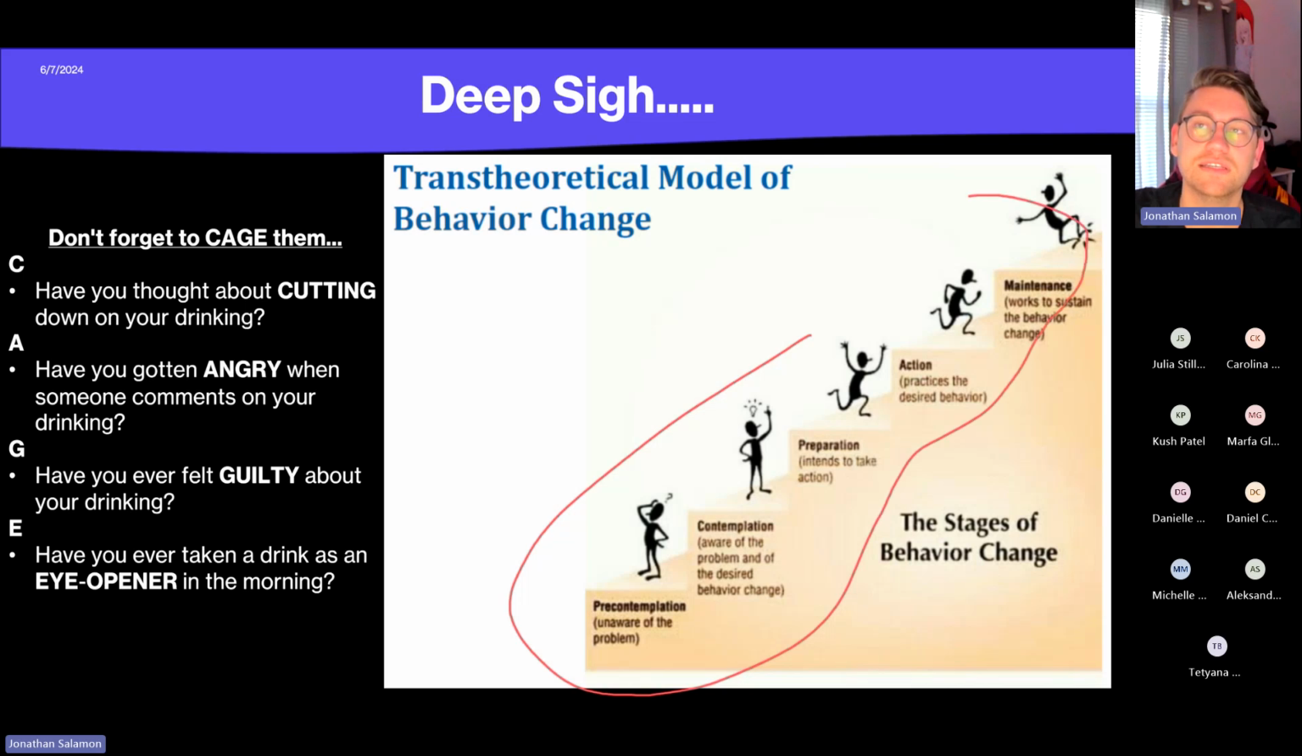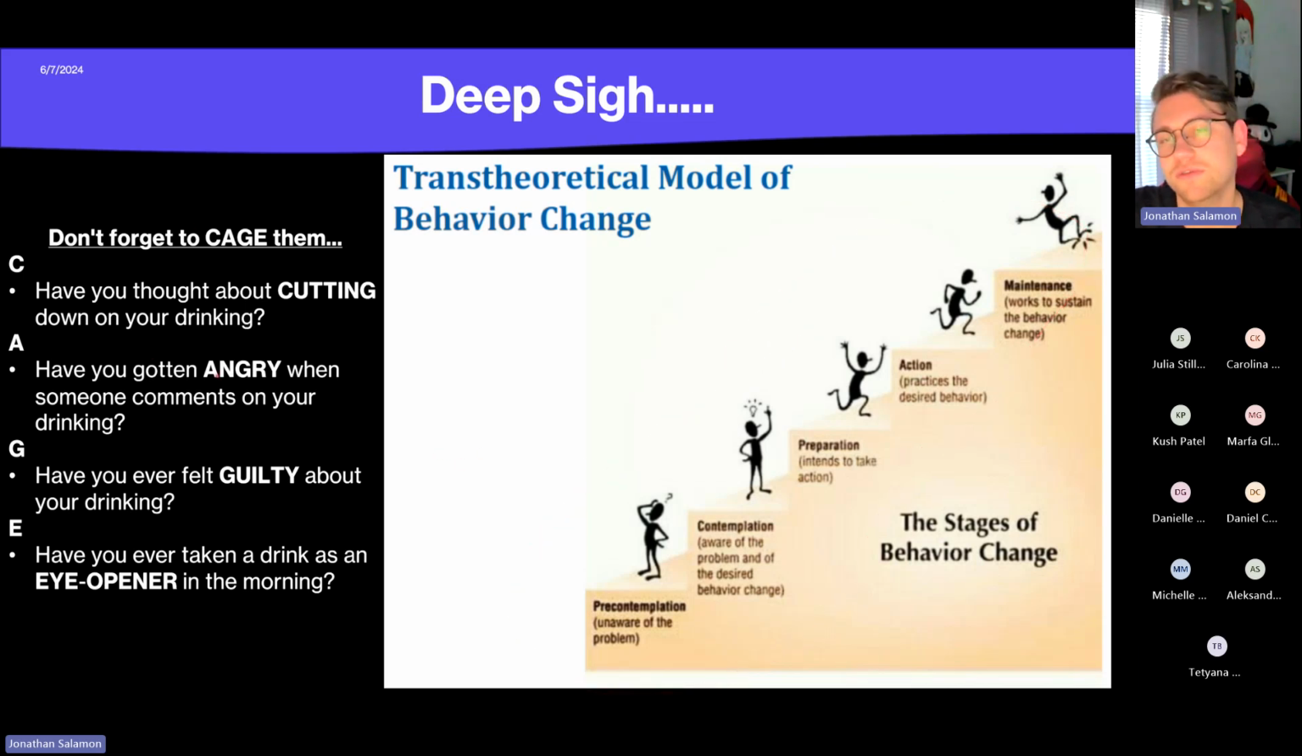Watch Dirty Med's video on this. It's really good. If you double speed it, it can't be more than 5 minutes long. And then of course you guys know CAGE.